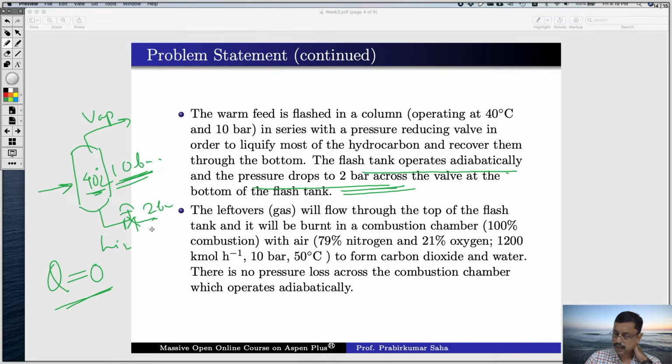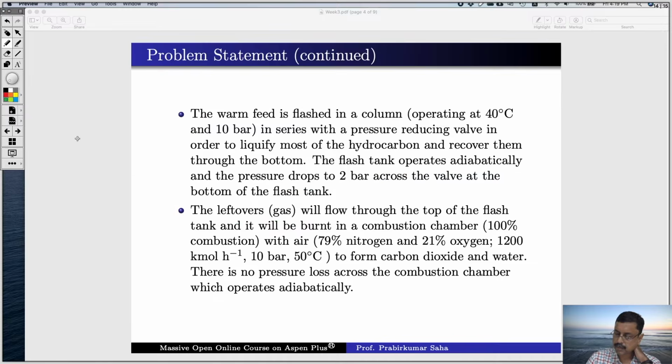Now the liquid has gone below, the vapor has gone above, so this vapor is called the leftover gas. The leftover gas will flow through the top of the flash tank and it will be burnt in a combustion chamber. So there will be a combustion chamber here. So this is the combustion chamber, and to burn this leftover gas, we have to supply air, because without air the gas cannot be burned.